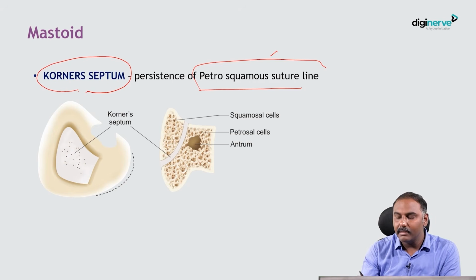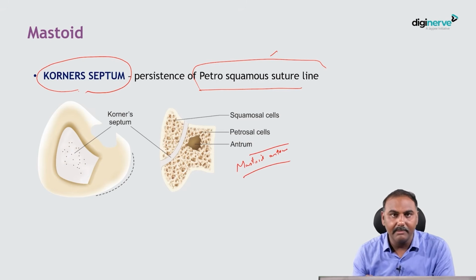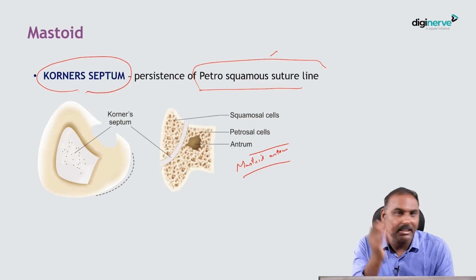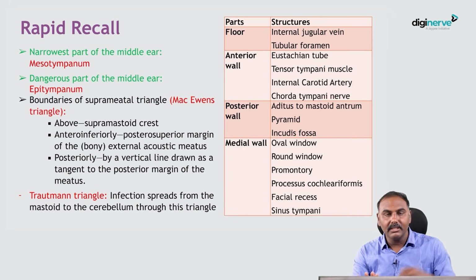So this will mimic a mastoid antrum, which is of significance while doing mastoidectomy. That is Koerner's septum. Where is it seen? It is not seen in the nose, it is seen in our mastoid area. It is nothing but a persistence of the petrosquamous suture line. Clear with this? Any doubts in this?